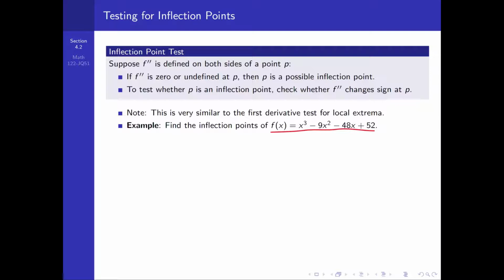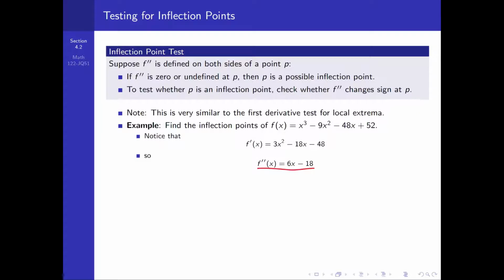So you might recognize this function from the last video. It's one that we already talked about. So first we're going to take the first derivative of the function, and we use the power rule a couple of different times to find that the first derivative is 3x squared minus 18x minus 48. And from there, we can take the second derivative. And the second derivative, again using the power rule, is just 6x minus 18.